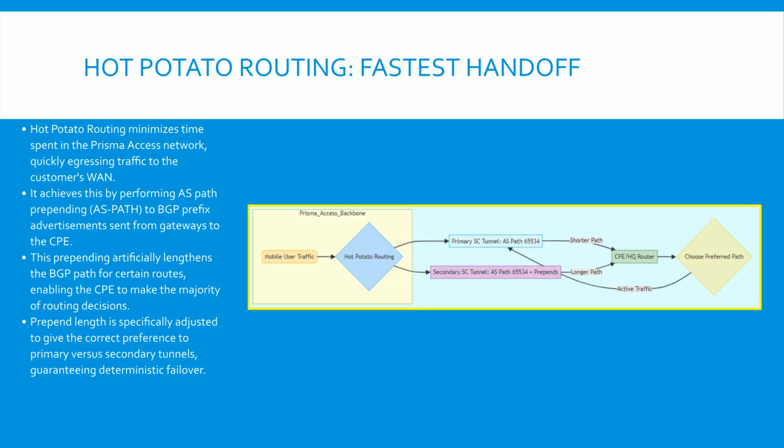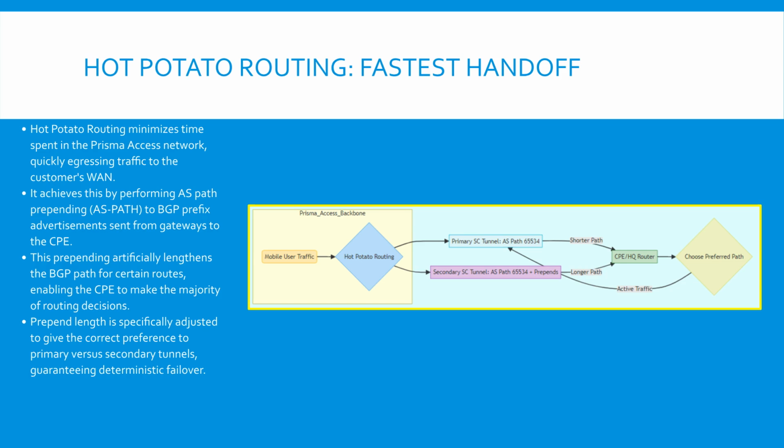Hot potato routing is all about speed and control, specifically transferring traffic out of the Prisma Access cloud and onto your company network as rapidly as possible. This mode is ideal if you prefer your own network, not Prisma Access, to handle most of the routing complexity and decisions. To achieve this quick handoff, Prisma Access uses a trick called AS path prepending.